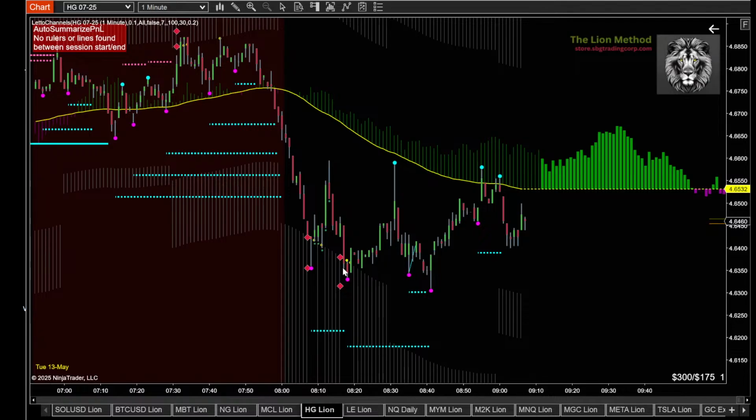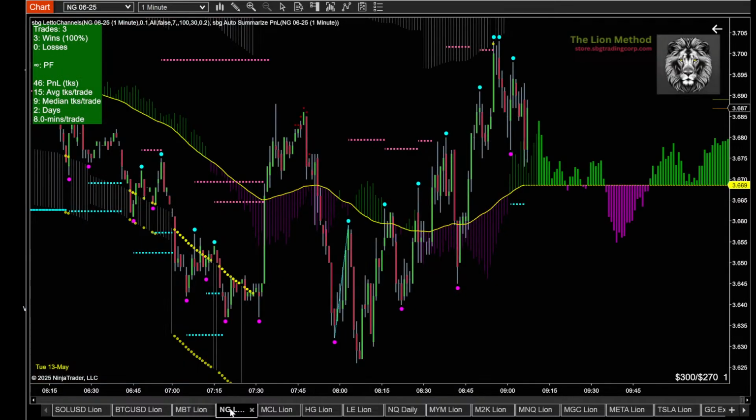All right, so this was an oversold condition, but the buy targets, the buy entries have been way up here. So in the copper market, we're not going to go long on that market. It's just too far above the 100.